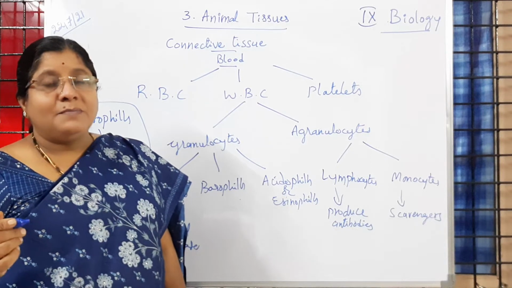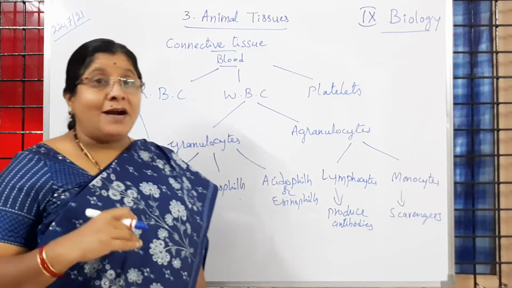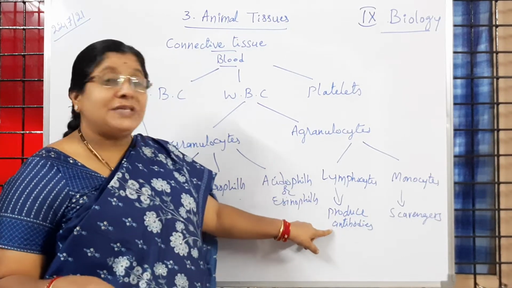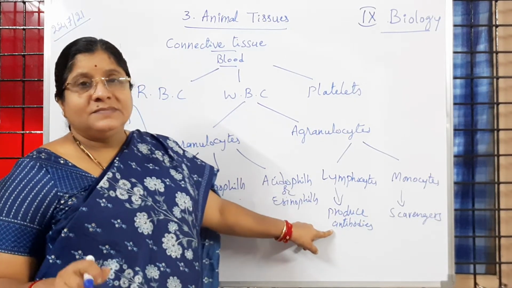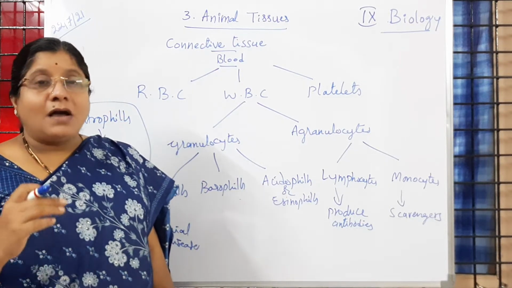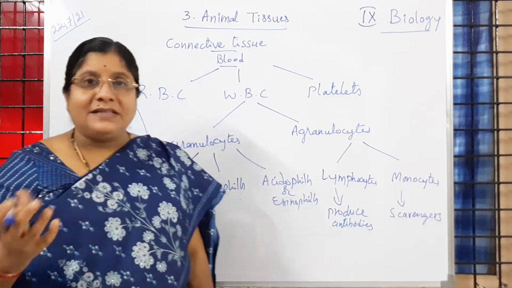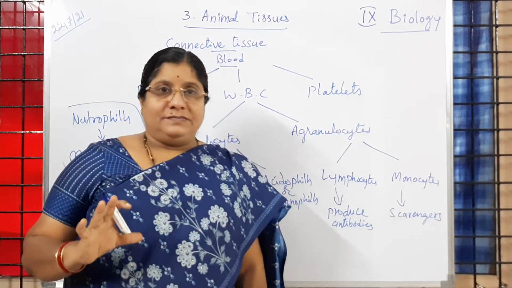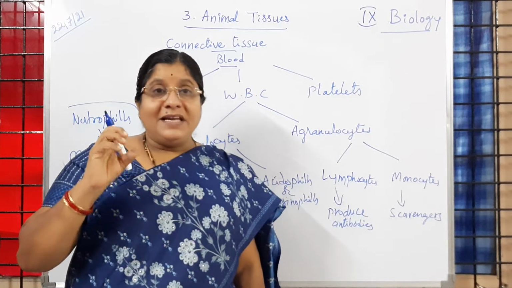Maybe one or two people might have got it, so other people are not getting it. Why is it like that? These lymphocytes are going to produce antibodies. And what is the function of these antibodies? The antibodies help in identifying that particular pathogen, and that will be controlled. Okay, so it can be killed.